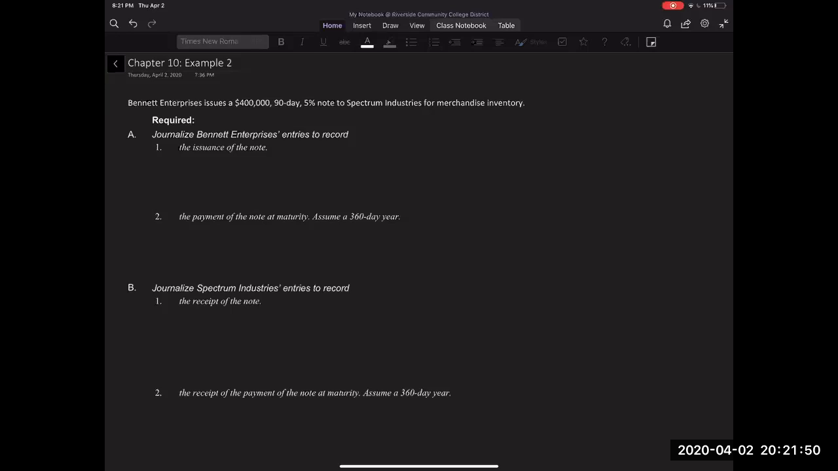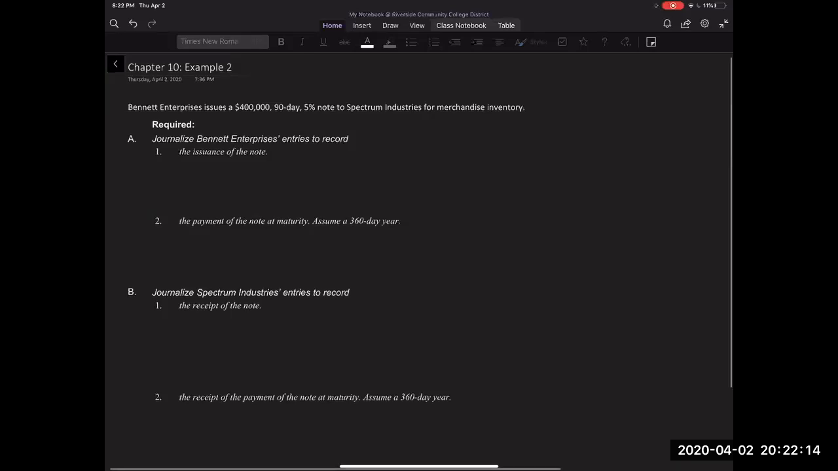So it looks like it's scenario number 1, in which Bennett is the borrower, but Bennett is buying inventory on account, on like a notes payable. And maybe for whatever reason they don't have an established relationship, or maybe Bennett Enterprise doesn't have any credit yet, and so they're promising Spectrum Industries, hey, I'll buy this inventory from you with interest. Okay, so again, we're on scenario number 1.